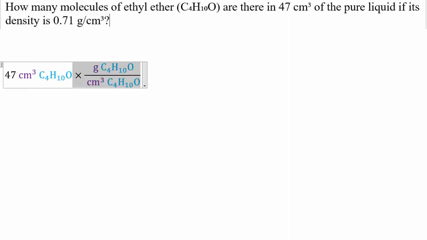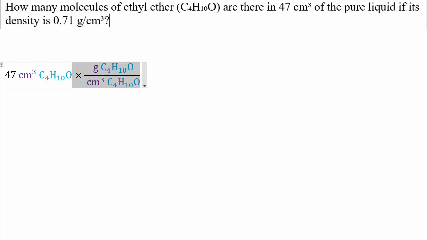The first step is to write the given data in the format of the chemical conversion factor, where each term consists of a value, a unit of measure, and a substance identity. In this case, we have 47 cubic centimeters of ethyl ether. Then, we multiply by the first conversion factor, which consists of placing cubic centimeters of ethyl ether in the denominator and grams of ethyl ether in the numerator.